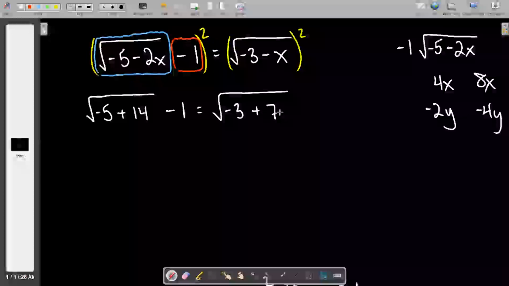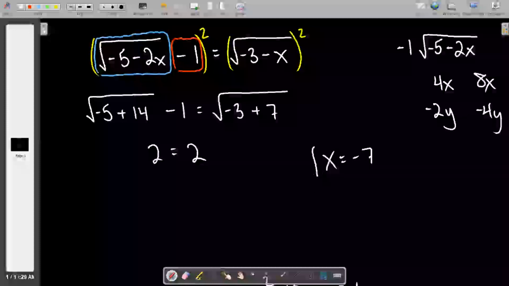This is just basic math. You should know by the time you hit an 11th grade math class that minus a negative becomes a plus, right? We should be past little issues like that. What is -5 plus 14? It's 9. And what's the square root of 9? 3. And 3 minus 1 is 2. And then on the right-hand side, what's -3 plus 7? Square root of 4. So I believe that x equals -7 is a champ. I'm going to go ahead and box that guy up. Say thank you. Good job.